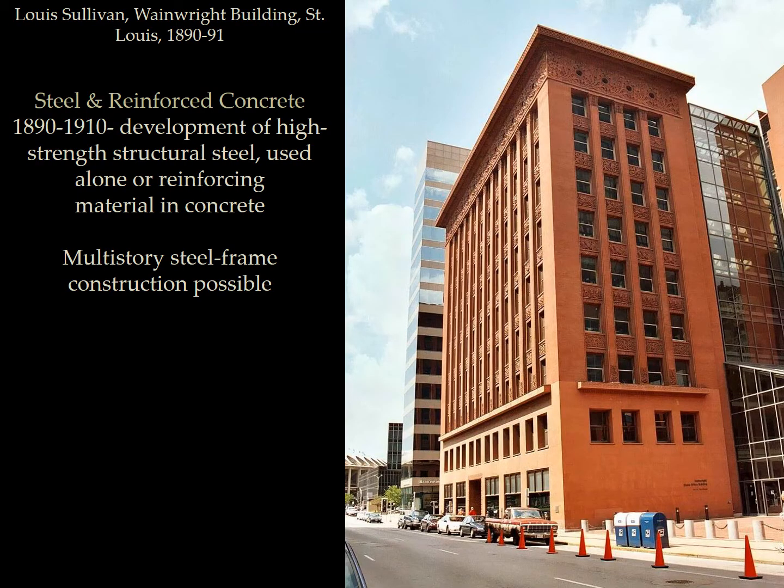Finally, we will round out this class by discussing the new modern approach to architecture with steel and reinforced concrete, which is going to begin being adopted in 1890 to 1910, where we see the development of high-strength structural steel being used alone or with a reinforcing material in concrete, otherwise known as rebar, as we might understand it.